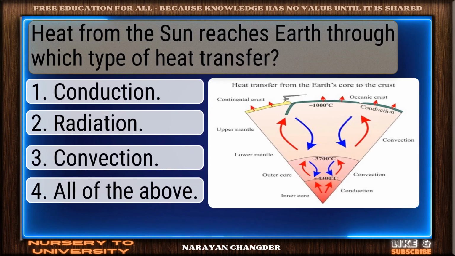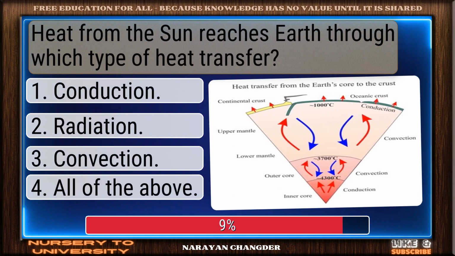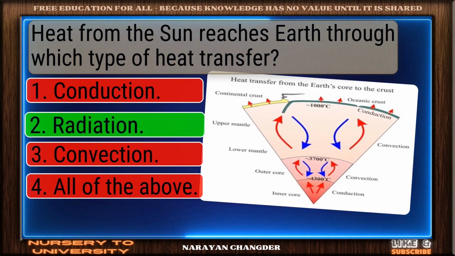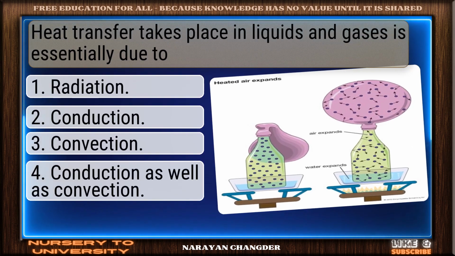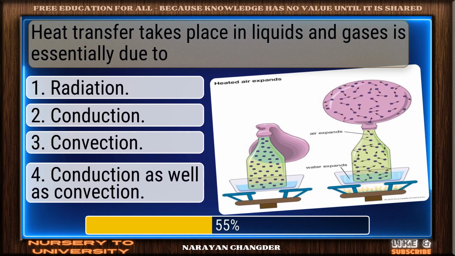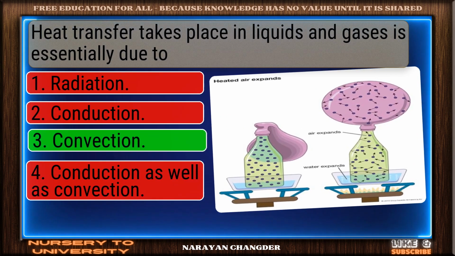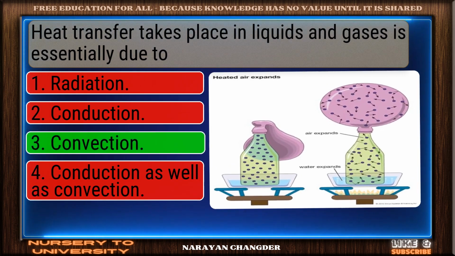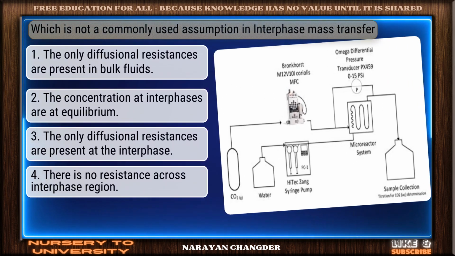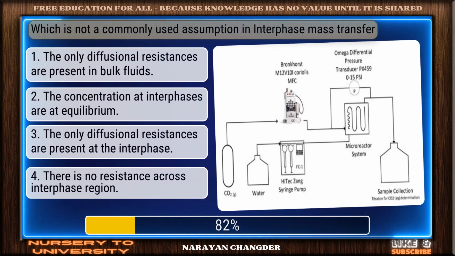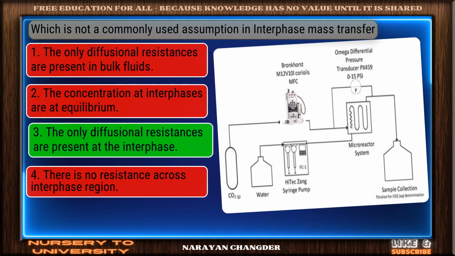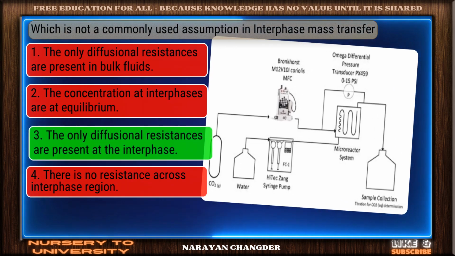Heat from the sun reaches Earth through which type of heat transfer? Clear logic. Your choice radiation is sound and 100% true. Heat transfer in liquids and gases is essentially due to. Great job. Convection is the accurate answer. Which is not a commonly used assumption in interphase mass transfer? Sharp thinking. The only diffusional resistances are present at the interphase is the right choice.